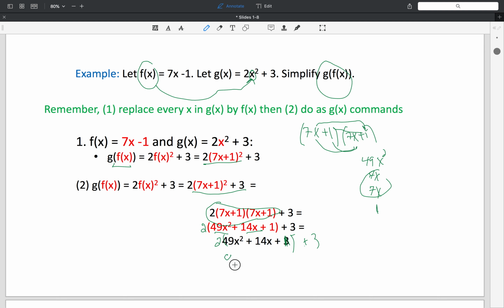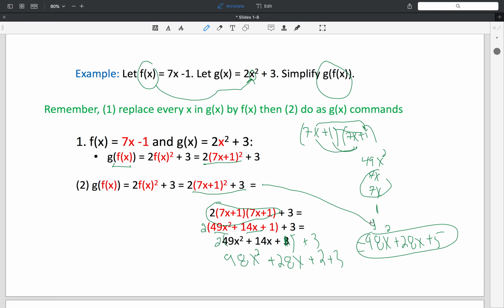And so I'm going to get 98x squared. 2 times 14 is 28x. 2 times 1 is 2, and then I add 3. So when all said and done, I get 98x squared plus 28x plus 5. And that is what this equals.